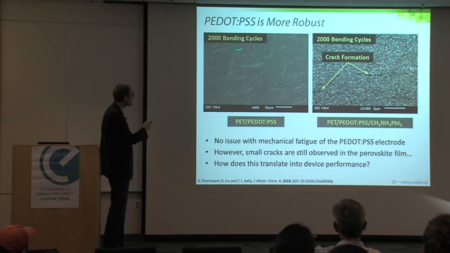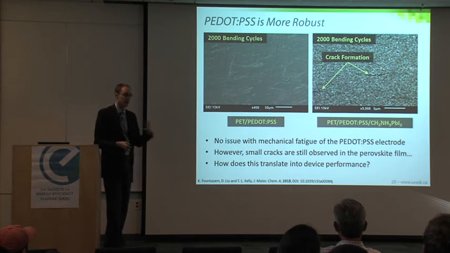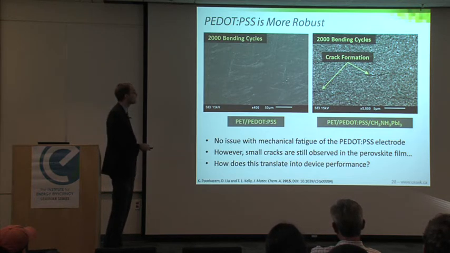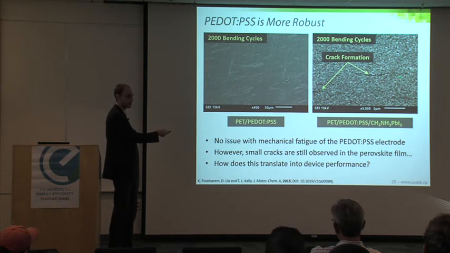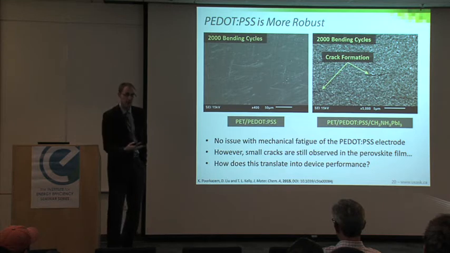And if you now put a perovskite film on top of this and go through the same bending cycles, so the same fatiguing process, you now start to see the appearance of cracks running through the perovskite film. And we know that those aren't due to the PEDOT:PSS electrode. Those are actually due to the cracking of the perovskite film itself. And from a mechanical perspective, cracks are bad. And so the question is just how bad are they?